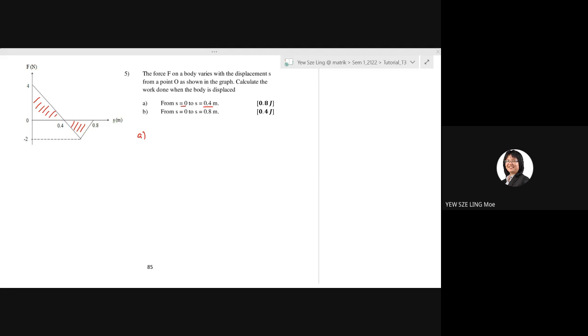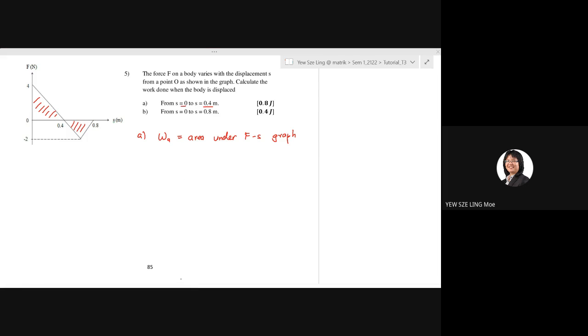We want the area. Okay, we want the area. So W, I'm going to call it WA, because I'm looking at question A. So WA equals to area under Fs graph. Okay, this is what I told you. Every time we start from this statement, this sentence.